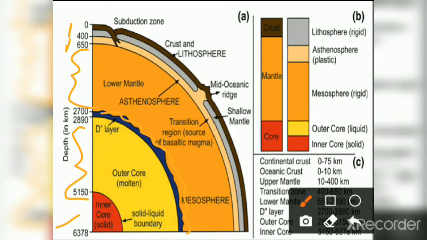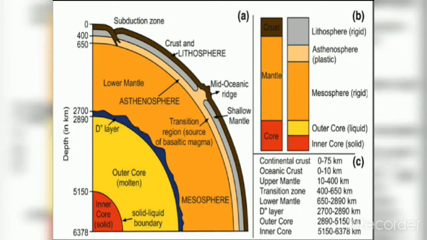Then the mechanical layers include lithosphere, asthenosphere and mesosphere, outer core and inner core. The lithosphere is about 100 km in thickness, composed of crust and upper mantle. Asthenosphere extends from 100 kilometers and the mesosphere extends up to 2900 kilometers and covers almost 56% of Earth's total volume.